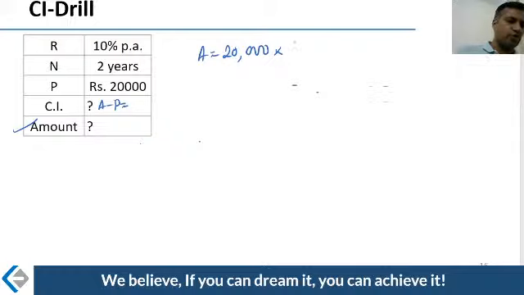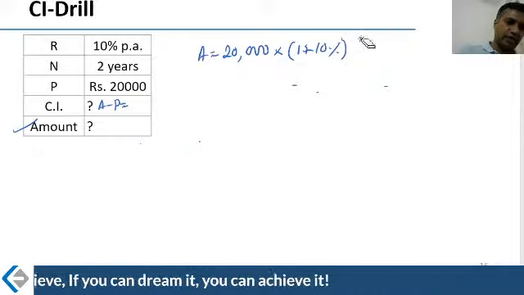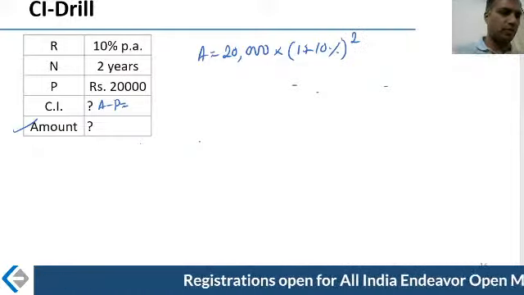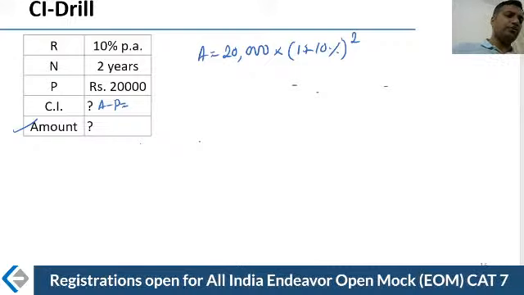Technically you are supposed to write a formula: 1 plus 10%, 2 times, because it's a 2 year scheme. This is what I should be writing. Fair enough, you can write this, absolutely no problem. But now, directly use the multiplier. Why do all this drama? Use the multiplier for this.